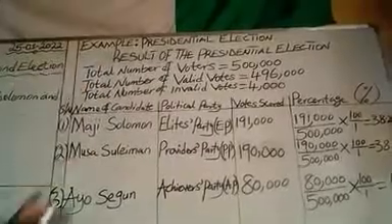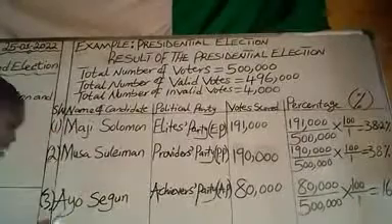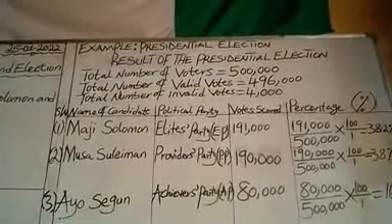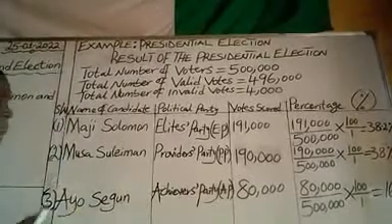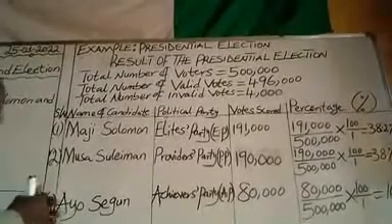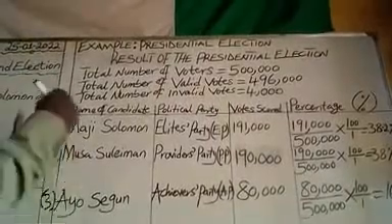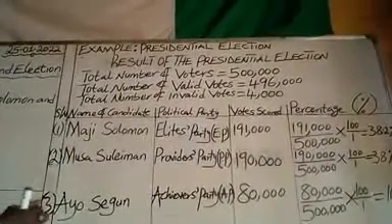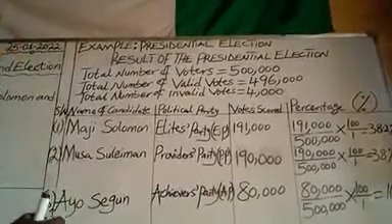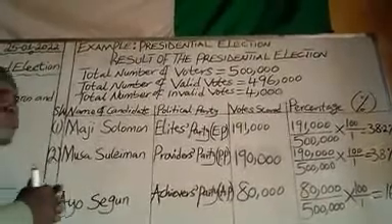Okay, as you can see, this is a general election. Four candidates have contested for the post of a president, and none of them won through absolute majority.